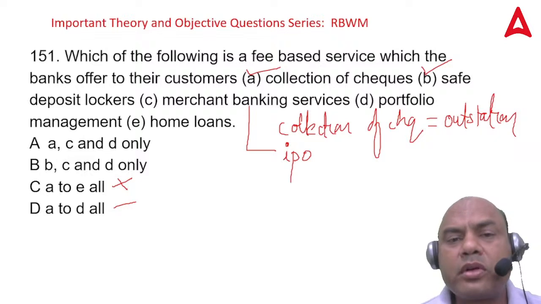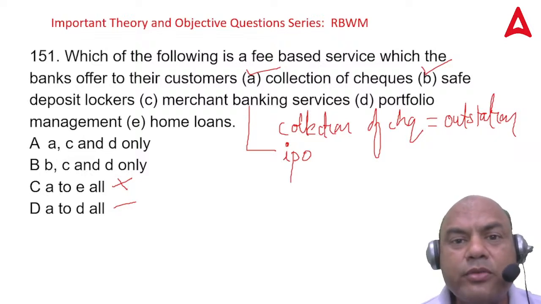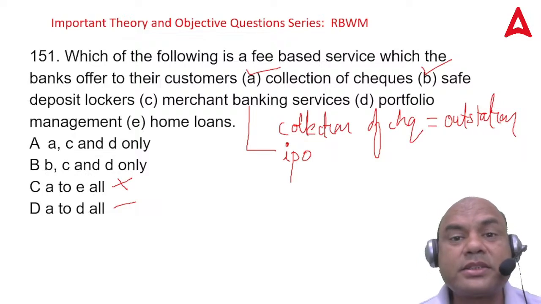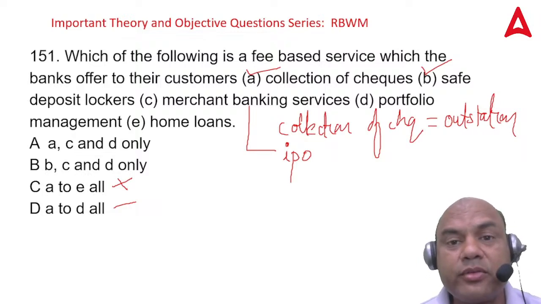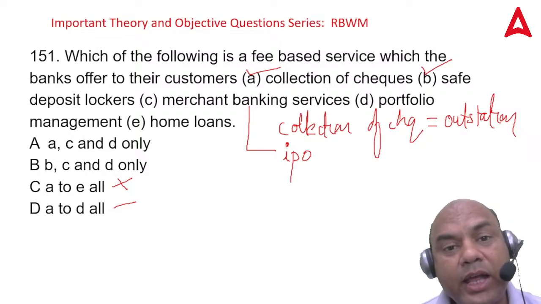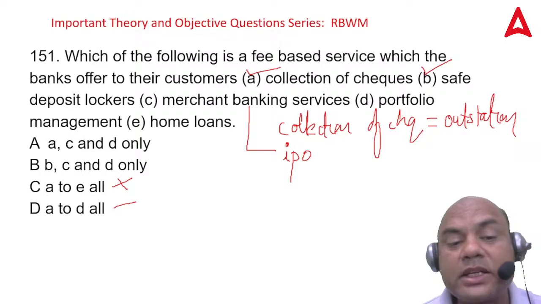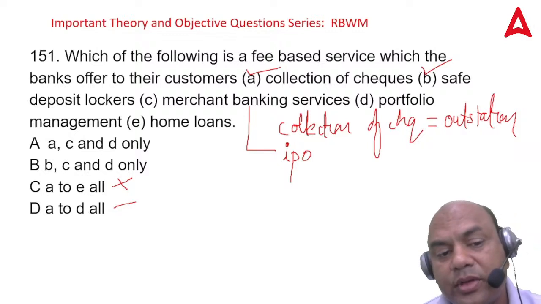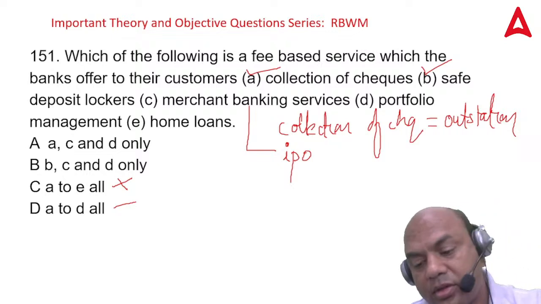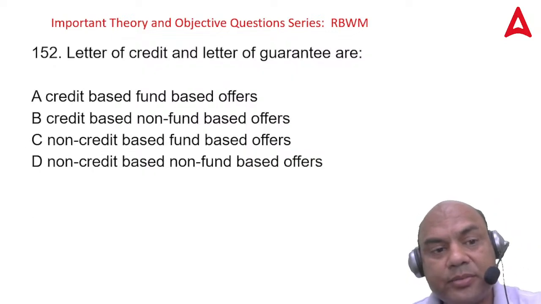What all do we do on a home loan? Appraisal, visits, then various other things like valuations, getting the valuation report, search and title report. For that our employees are required, and that is a processing fee. But that is not a fee-based income. So the answer is A to D all. The answer is not A to E all. It is A to D all. Home loans is not a part of this fee-based income.